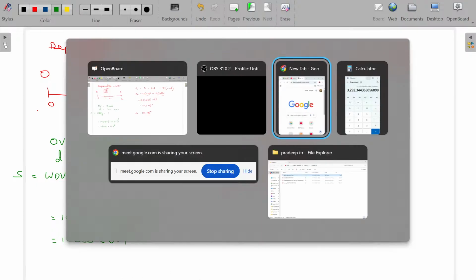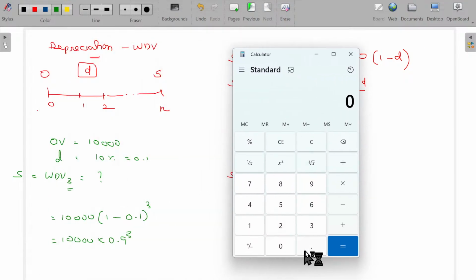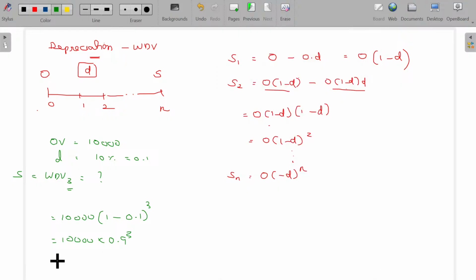Now, we can calculate 0.9 to the power 3. 0.9 into 2, sorry, 0.9 into equal is equivalent to power 2. Again pressing that, you will get power 3, 0.729 into 10,000. So the WDV in this case being 7,290.